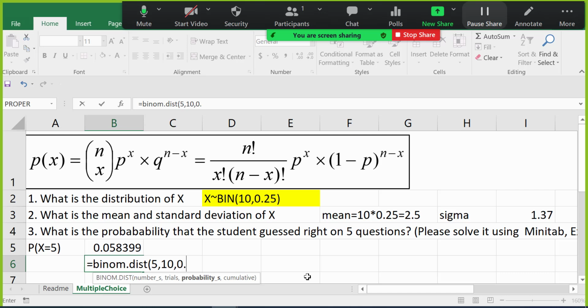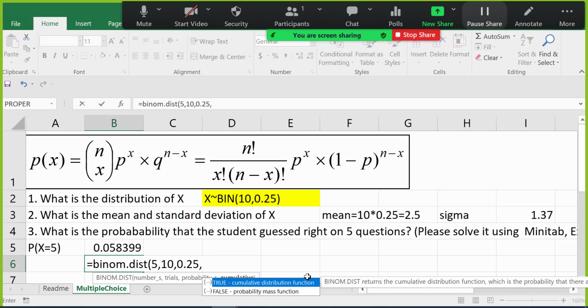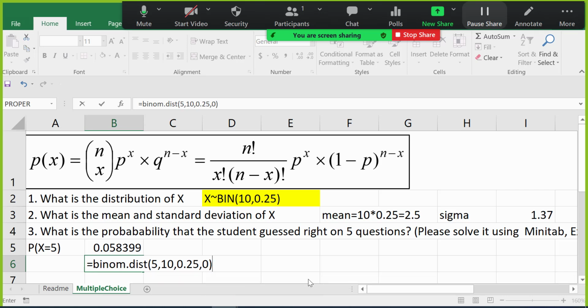Probability of success, 0.25. Cumulative, if it's equal to 1, that means this is the cumulative distribution function. But for us, this is just the probability mass function. We just use 0. So this indicates X equals 5. If you use 1 here, cumulative, that's the probability X is less than or equal to 5. Makes sense?